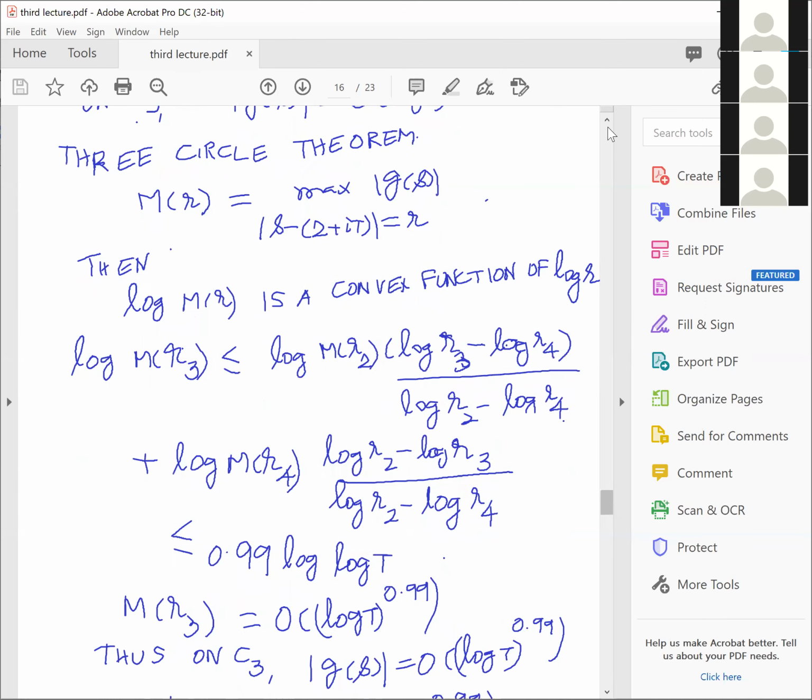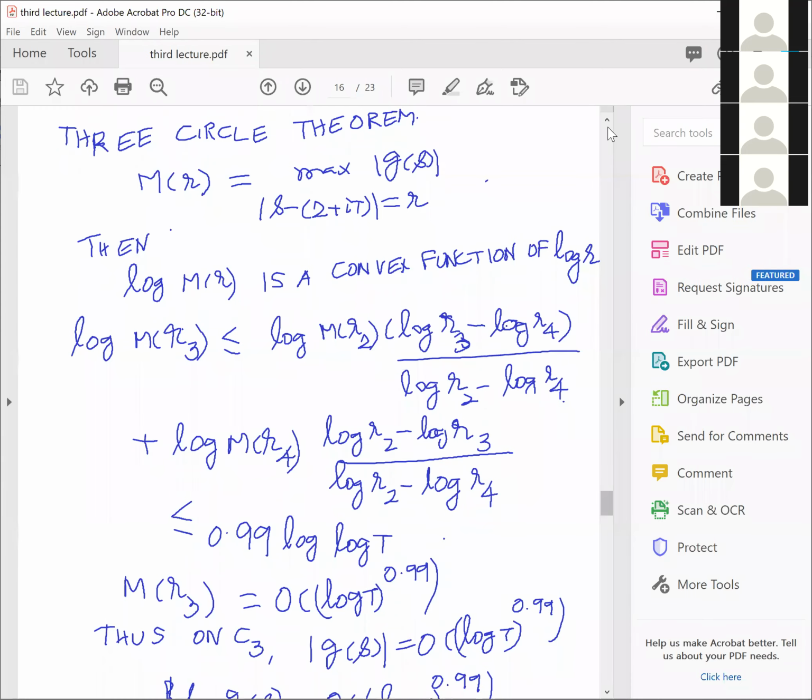And substitute it, then the log log T, you can save a little. Log MR3 is less than 0.99 log log T. Therefore, by convexity, the bound log log T can be saved a little, to 0.99 log log T. And that is good enough for us, because then MR3 is of order log T power 0.99. Therefore, mod GS is of the order log T power 0.99.